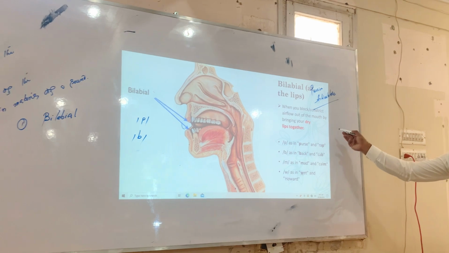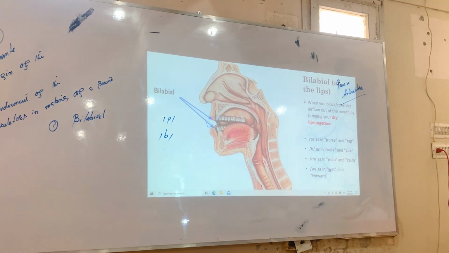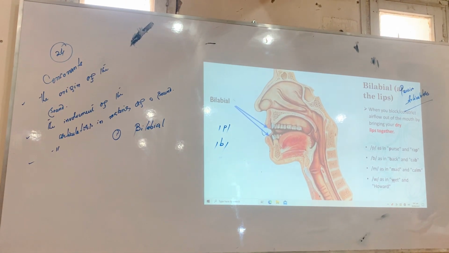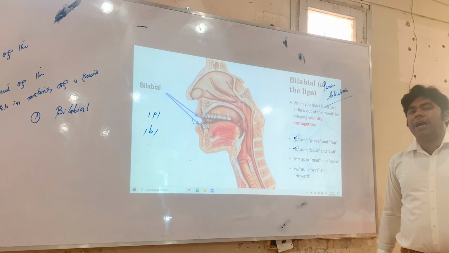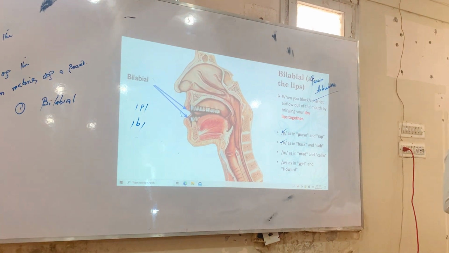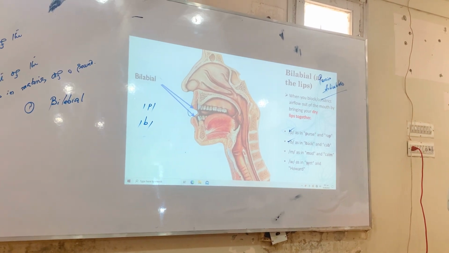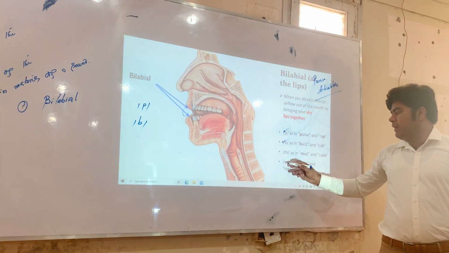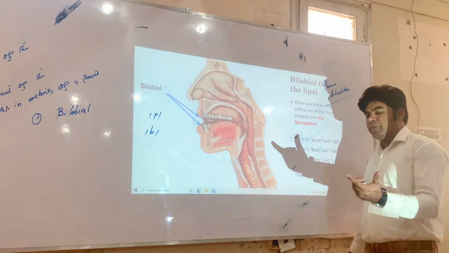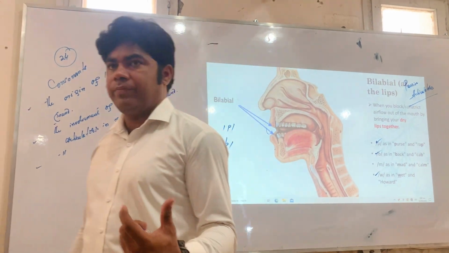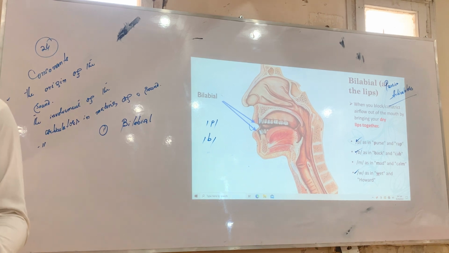When you block or constrict airflow out of the mouth by bringing your lips together, you're making a bilabial sound. For example, it is the ba sound, and it is ma. Say ma, everyone. Again, it's the lips together. And when we say word, again it's the lips together. The shape of your lips is round. Say word, everyone. Make your lips round.